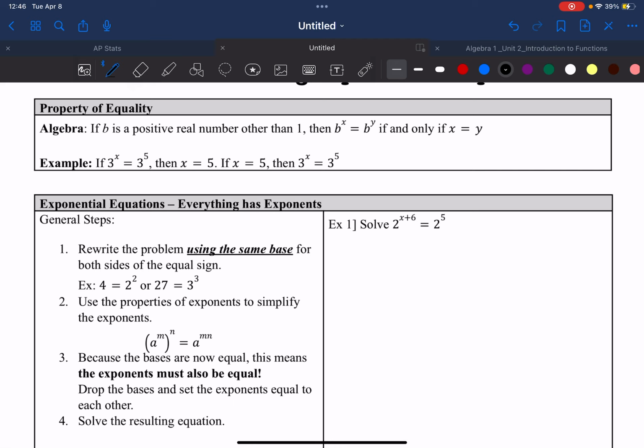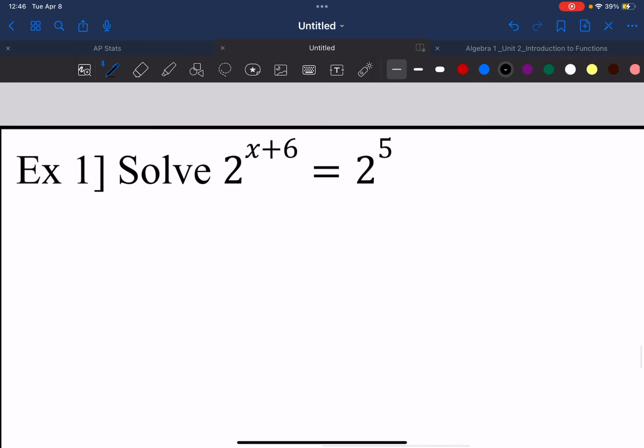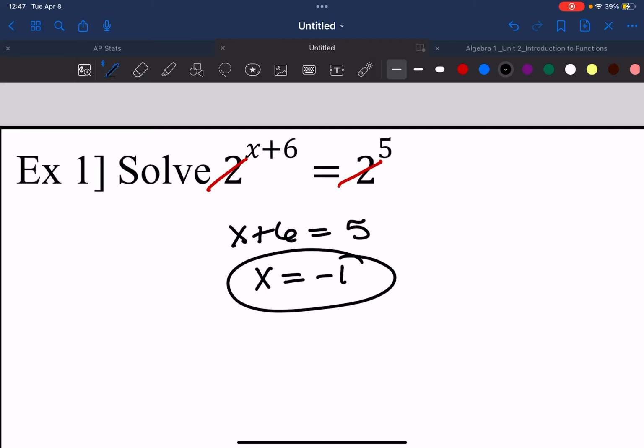So looking at example 1, we have 2 to the power of x plus 6 is equal to 2 to the power of 5. So what I can do is cancel out the bases of 2 since they match, and I'm left with x plus 6 is equal to 5. Solving for x, I can subtract the 6, and I get x is equal to -1.